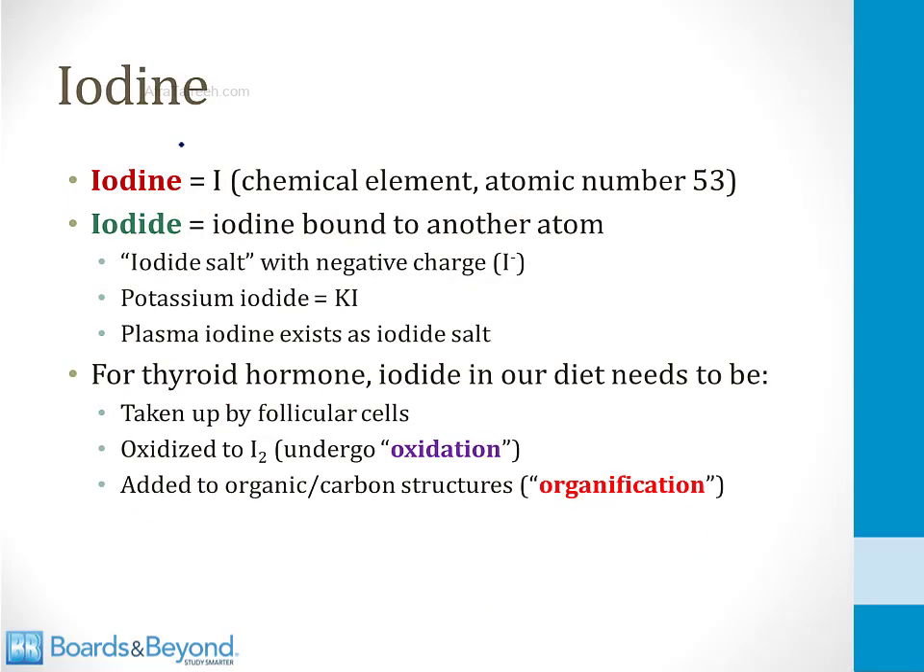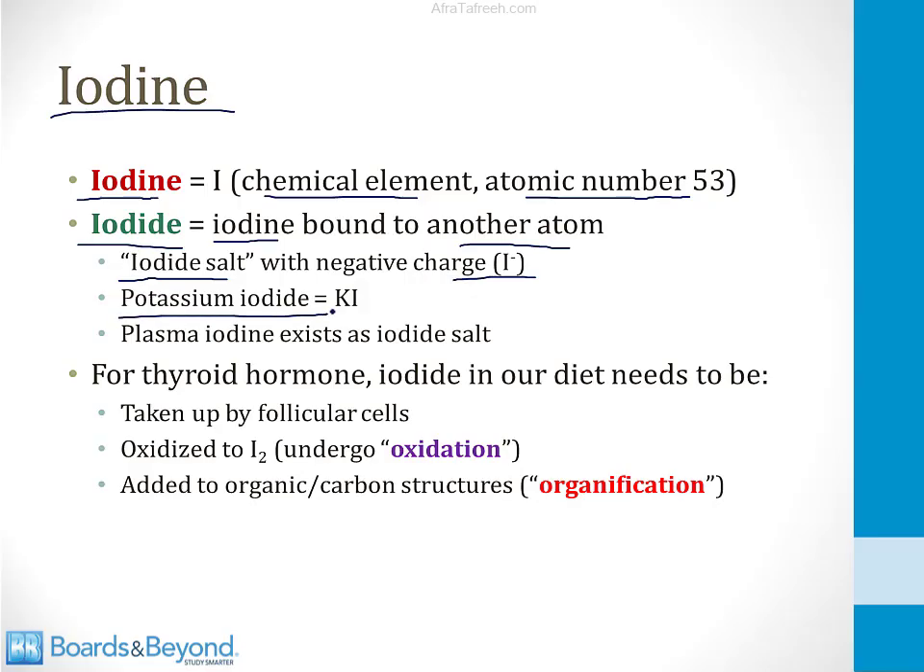Also, to understand how thyroid hormone is synthesized, you need to understand some more details about the chemical element iodine. So when we use the word iodine, we are referring to the atomic structure of the chemical element iodine, which has atomic number 53. When we use the word iodide, we mean an iodine atom bound to some other atom. Often it's called an iodide salt, because it's bound to a positively charged atom, and that gives the iodine a negative charge. So for example, you can find lots of iodine as potassium iodide. This means iodine is bound to the positively charged potassium molecule, and this gives the iodine a negative charge. And plasma iodine in our body exists as numerous different iodide salts.